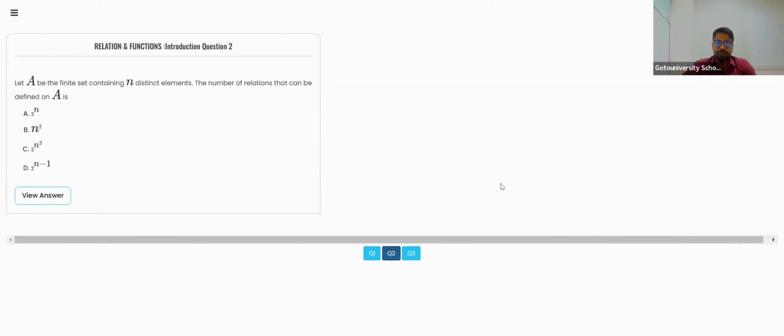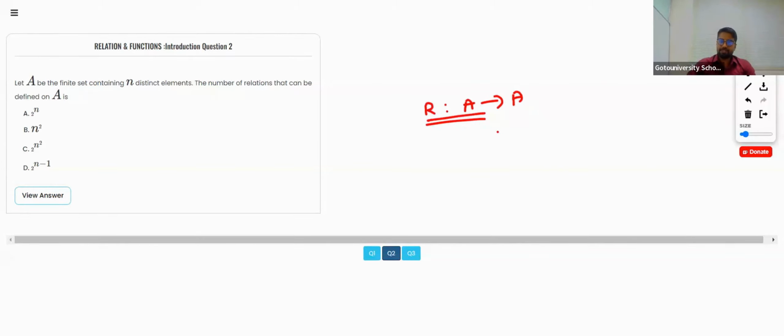Let me read the question to you. The question is, let A be the finite set containing n distinct elements. The number of relations that can be defined on A. That means relation from A to A. We don't have a second set. We are relating from A to A.